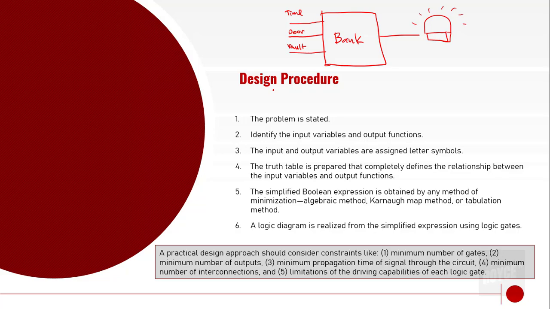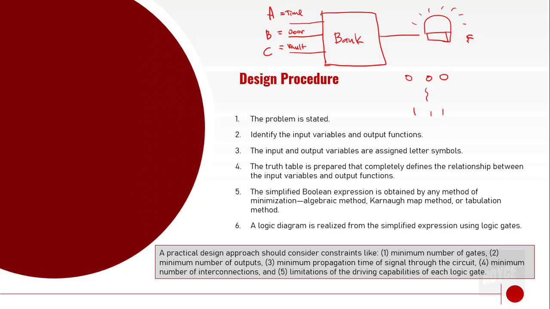After that, we're gonna assign variables. So hindi naman po pwedeng yung input natin is isusulat natin pa isa-isa dito. So we can assign variables. Halimbawa, time I will assign that as A, the door I will assign as B, vault I will assign as C, the alarm I will assign as F. After that, I will make a truth table. Since that is a 3 variable, then my truth table will range from 000 to 111.